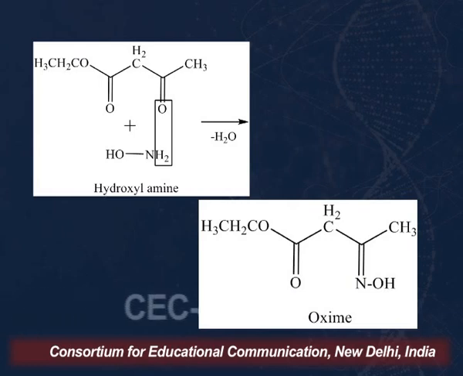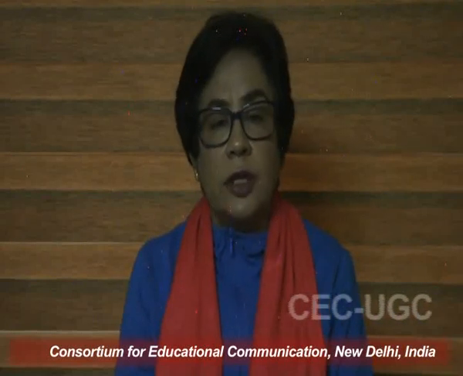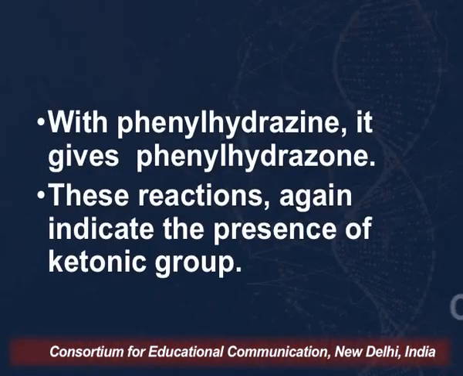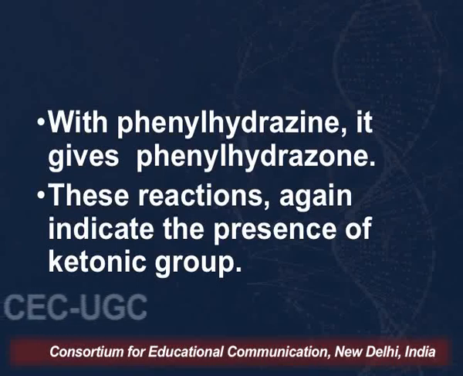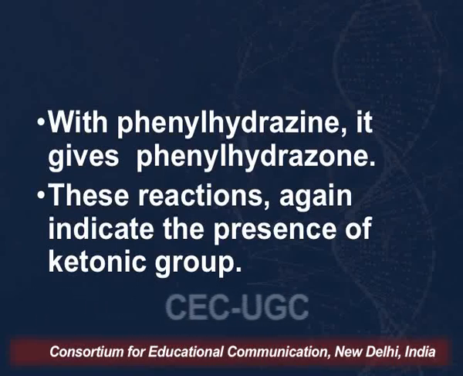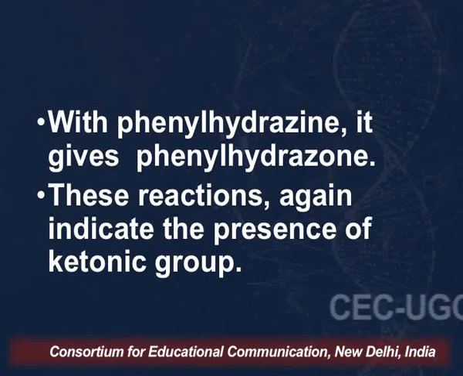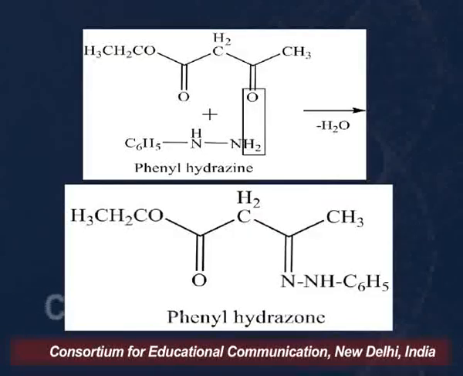In the second reaction, the keto form of ethyl acetoacetate reacts with phenylhydrazine to form phenylhydrazone. This reaction again clearly indicates that the molecule has a ketonic group in it. And as you can see on your screens, phenylhydrazine reacts with the keto form of ethyl acetoacetate, resulting in phenylhydrazone. So these two reactions clearly indicate that the molecule has a carbonyl group in it.